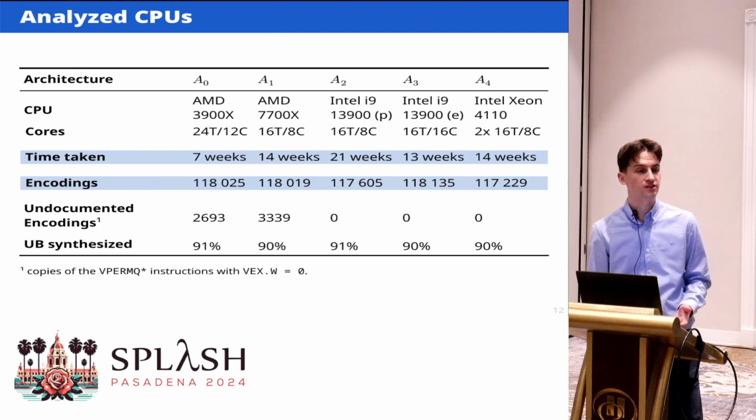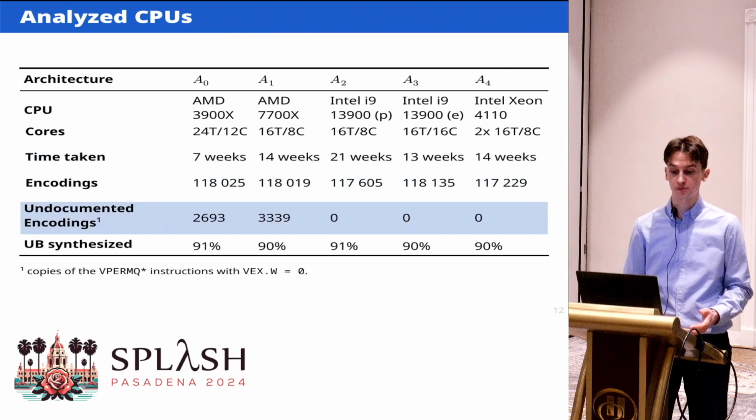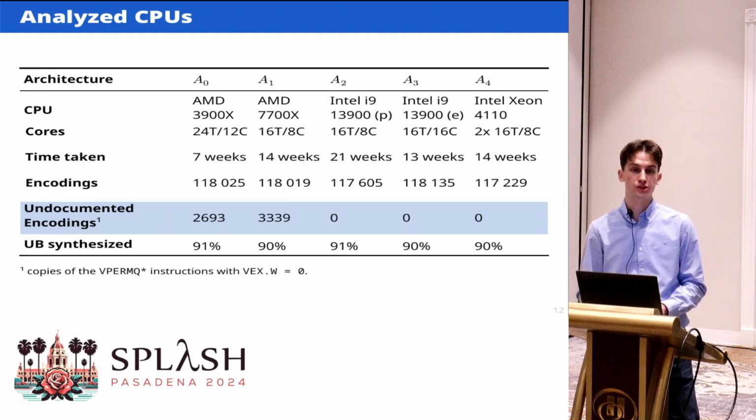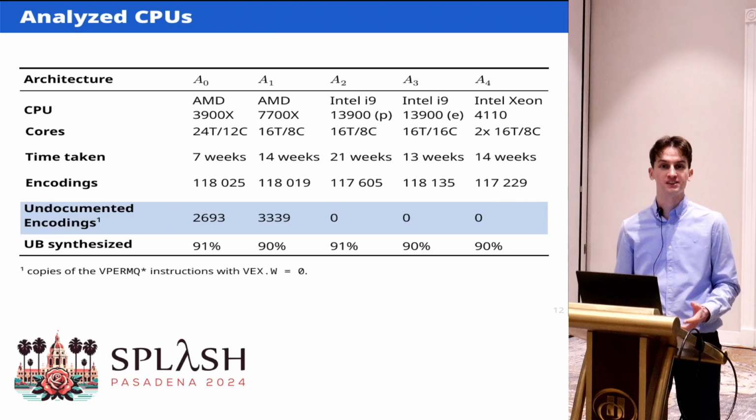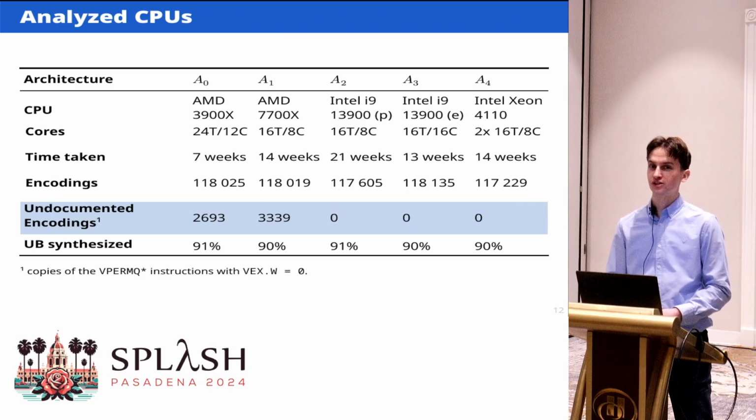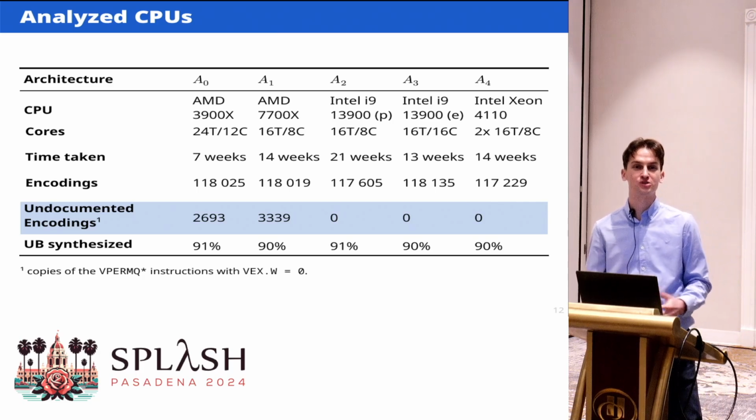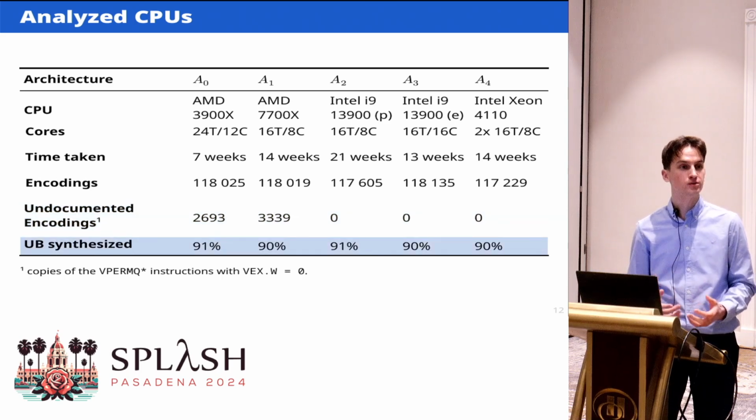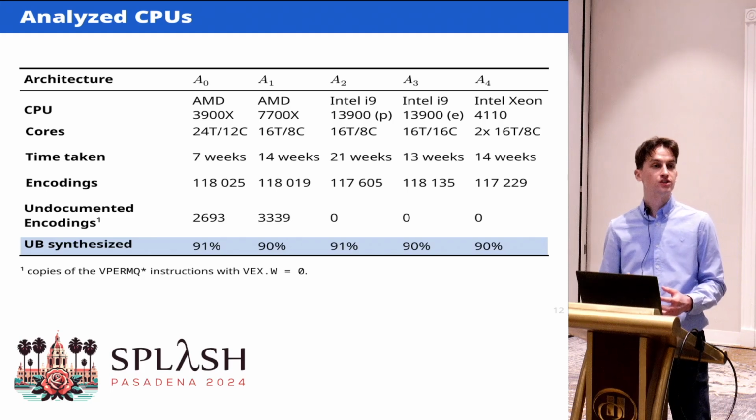One of the interesting things is that we found a bunch of undocumented encodings on AMD CPUs. These instructions are essentially copies of the vperm_q instruction. They exist because these instructions need a very specific bit in the instruction bit string to be set for them to be valid instructions, and AMD forgot to check whether this bit was set or not. So all the instructions where this bit isn't set also turned out to be the vperm_q instructions on these CPUs, while they shouldn't be.